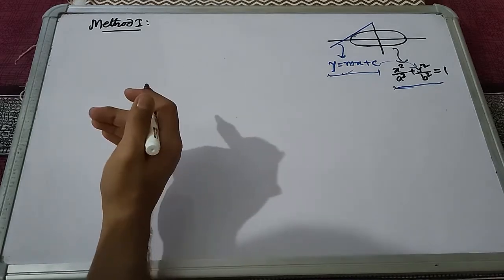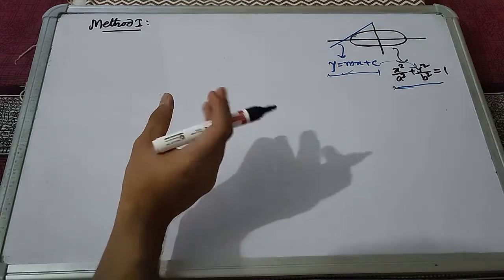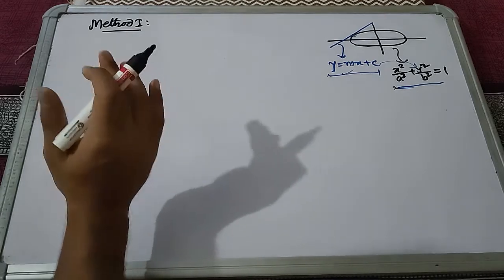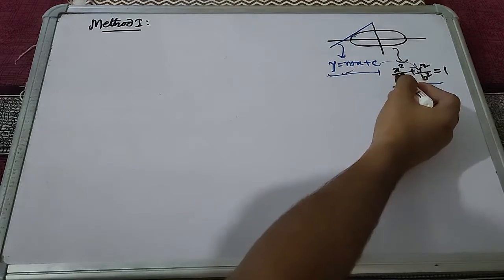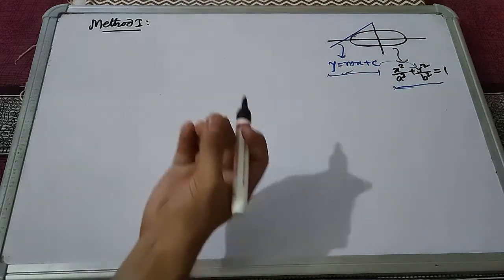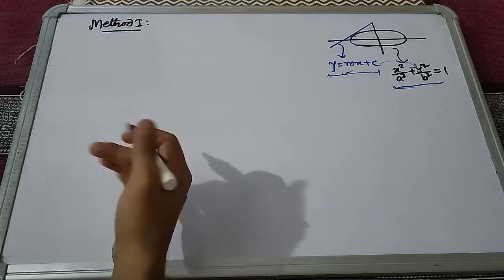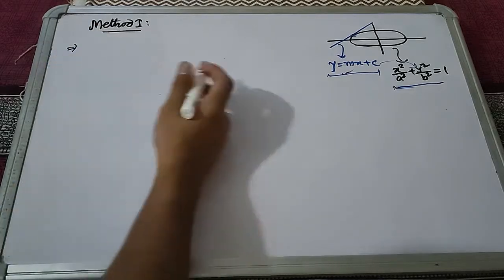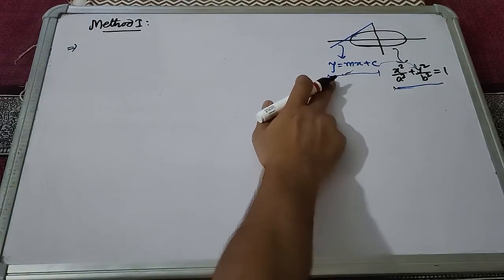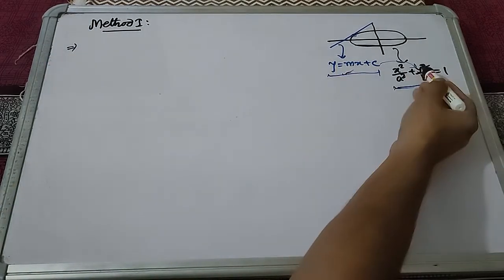So first let us judge that what we know. We know that for tangency they should have one point in common. Therefore, this equation and this equation should get solved and bring us a single point. So let us try to solve it. How will we solve it? We will do a simple substitution of using this y in this expression.